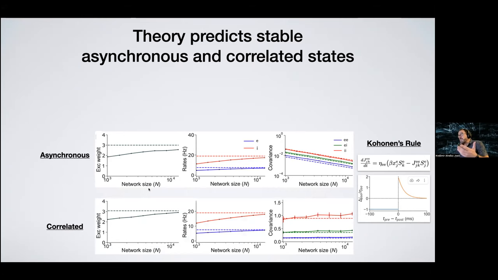So you need pretty big networks to do this. You need networks of about 10,000 cells, and that's where we stop. Presumably, if you go up to 100,000 cells, you're doing better.